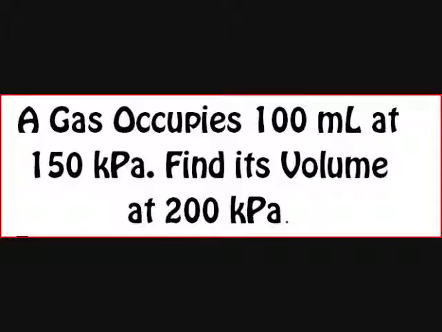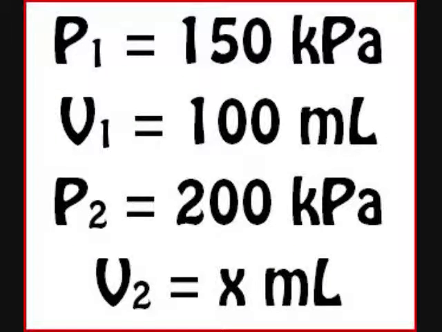the final volume. For example, a gas occupies 100 milliliters at 500 kPa. Find its volume at 200 kPa. To do this, we must first identify the variables. The initial variables are pressure 1, which is 150 kPa, and volume 1, which is 100 milliliters. And the final variables are pressure 2, which is 200 kPa, and volume 2, which is the missing variable right now. So for now, we will call it x milliliters.